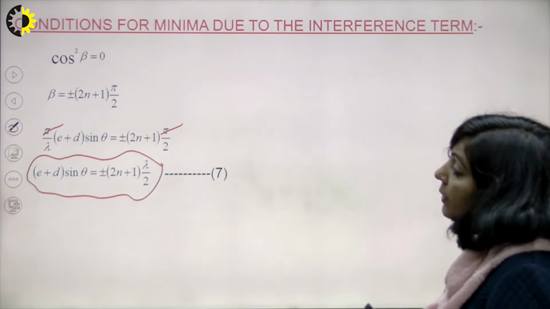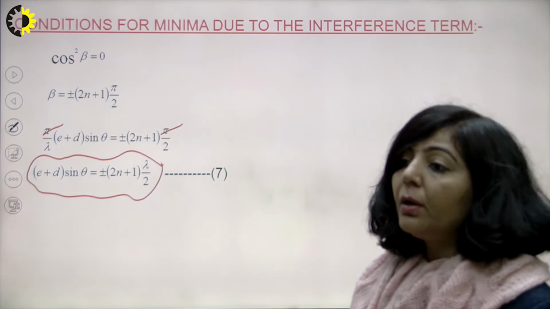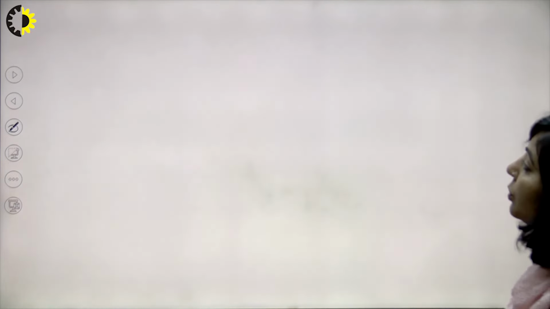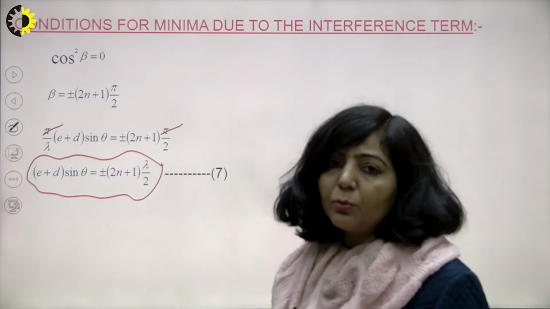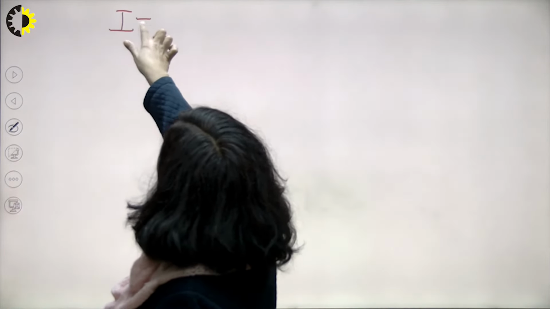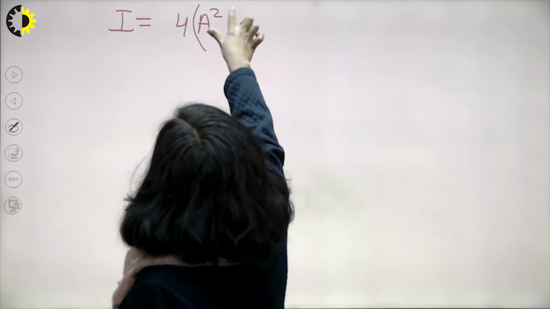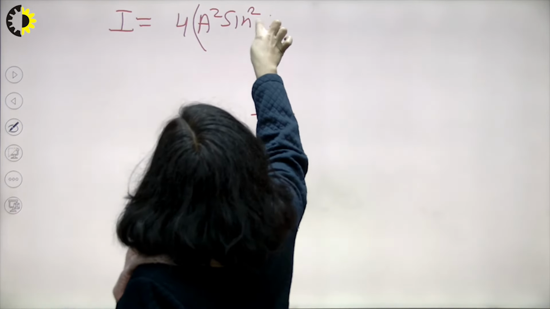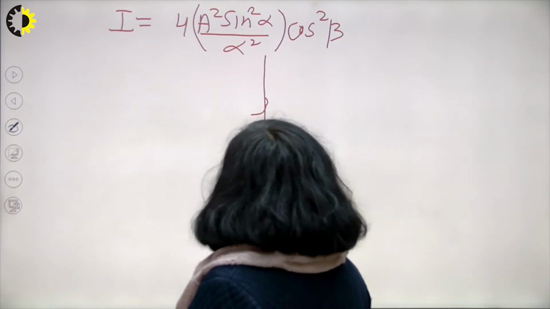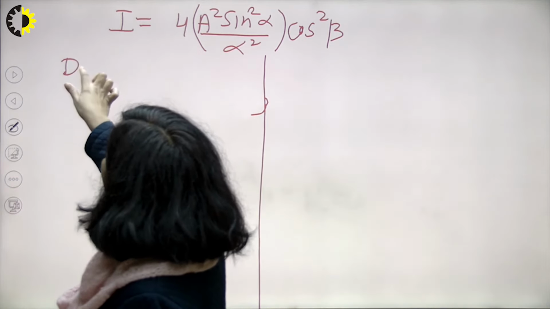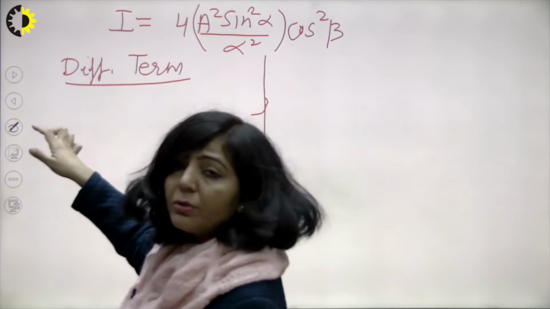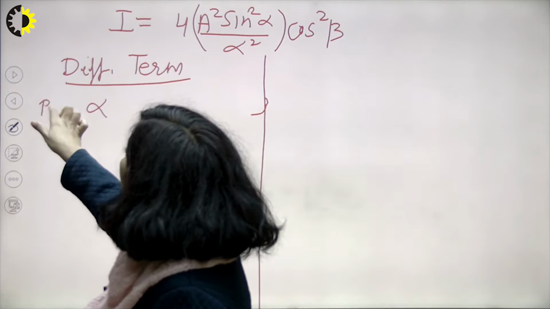Now when these two factors are combined, you get your double slit diffraction pattern. How these two decide the type of pattern, I will explain with the help of a simple diagram. In double slit diffraction, I is 4 times A square sine square alpha upon alpha square, and the second factor is cos square beta. According to the diffraction term, A square sine square alpha upon alpha square, when will you get principal maxima?